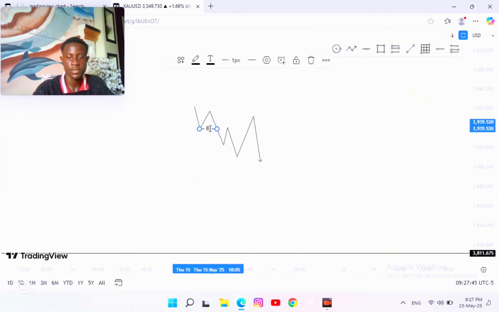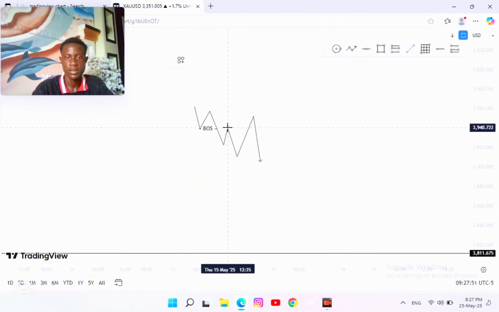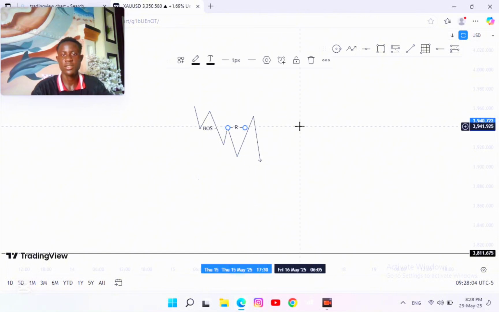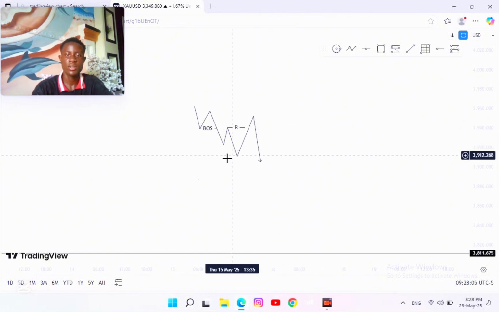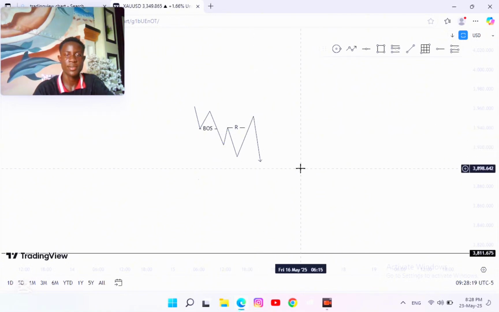This is a break of structure, and this is a retest. So price will come to my areas of interest and sell. This is simply my setup and this is how it looks.